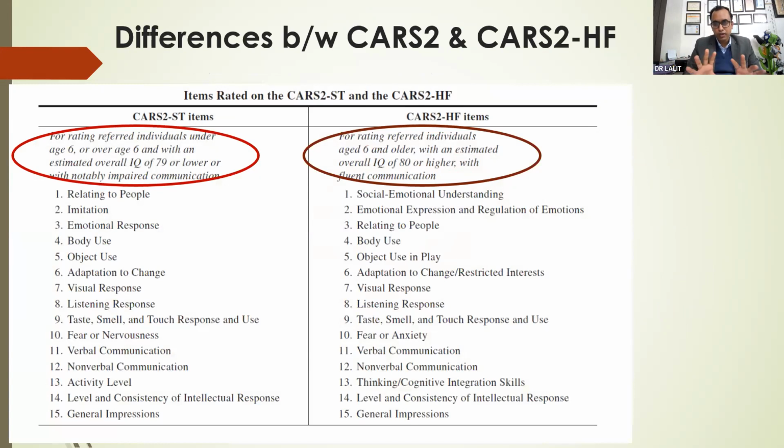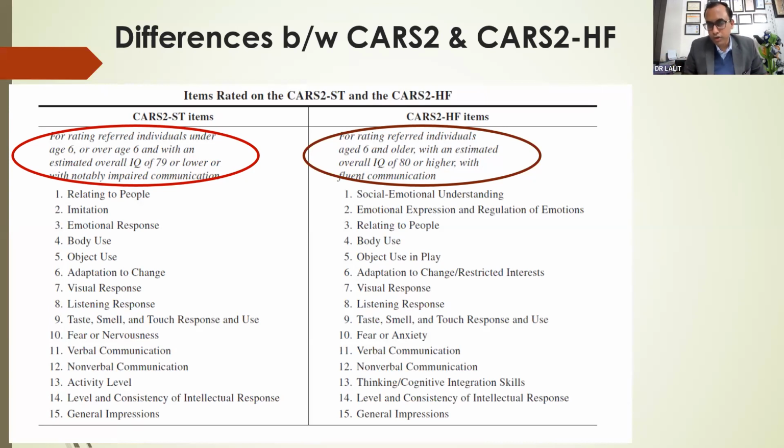So the broad difference between the two scores, that is the CARS 2, the standard division, and the CARS 2 high functioning. These are the 15 categories, or I would say the 15 items on which the scoring is done, and on these 15 items we are rating the scores on a scale of 1 to 4.